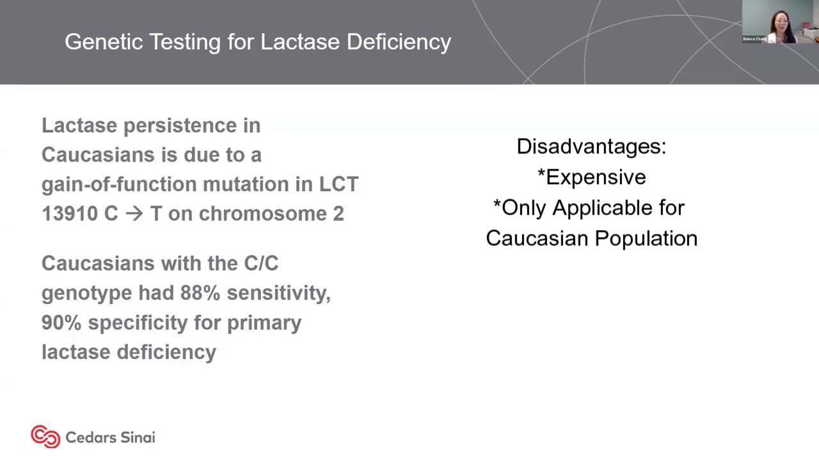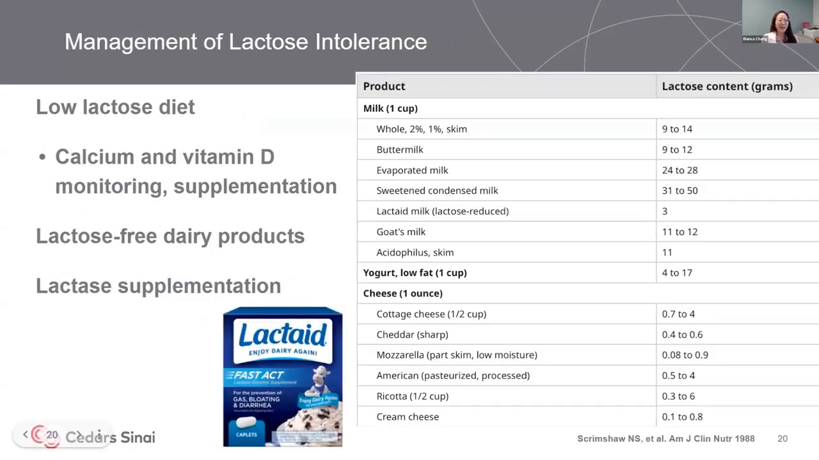So if you're not Caucasian, then this gain-of-function or mutation or lack of mutation isn't going to be relevant. So let's say you have either received testing that tells you that you have lactose intolerance, or you're pretty sure you have it because every time you drink milk or have ice cream, you have explosive diarrhea. How do we manage it?